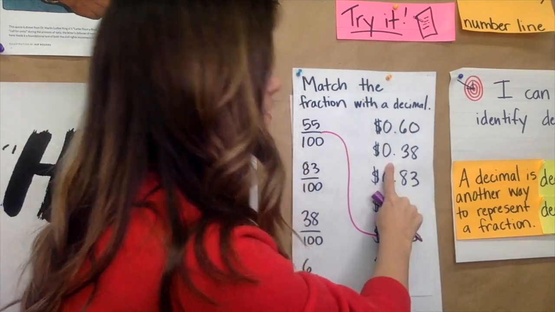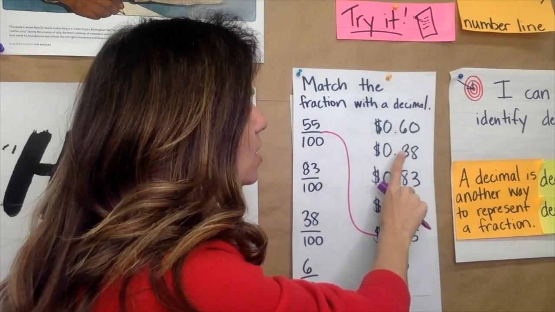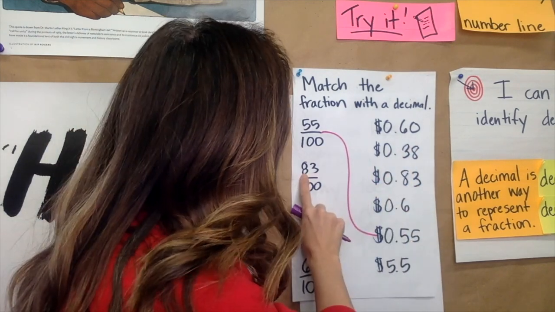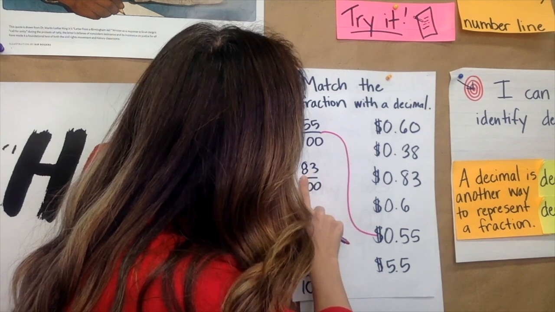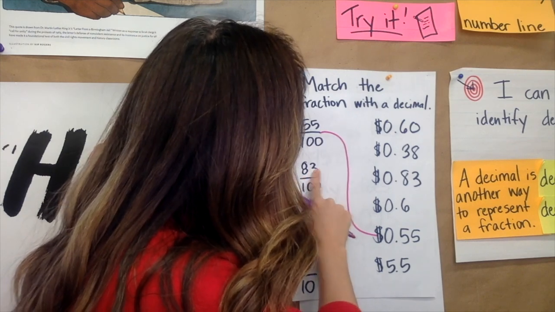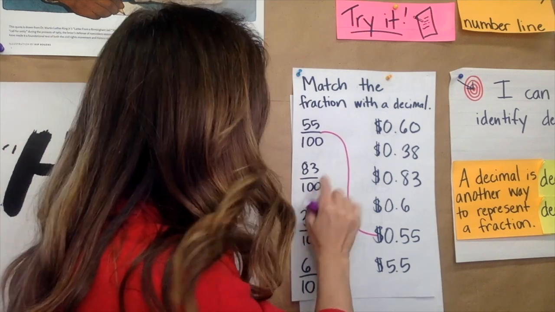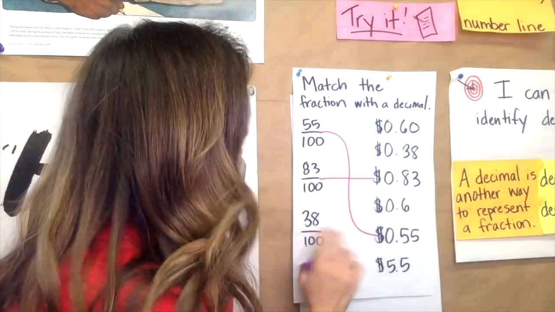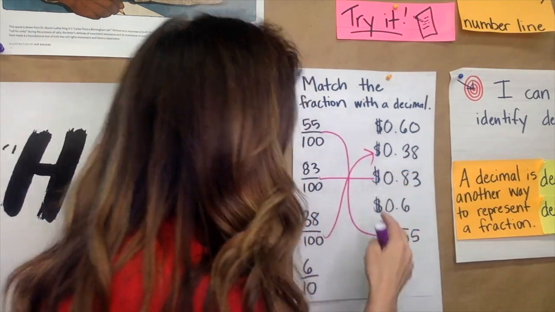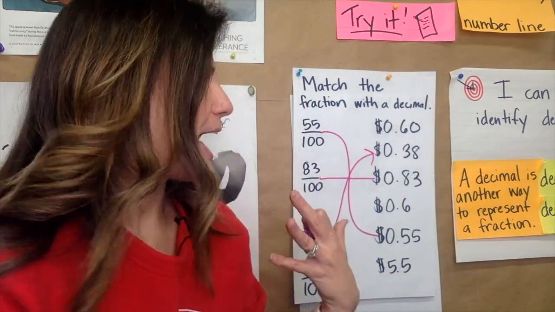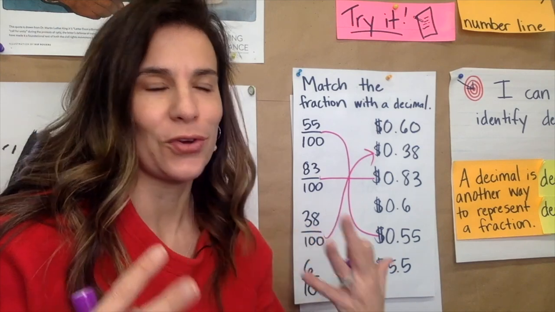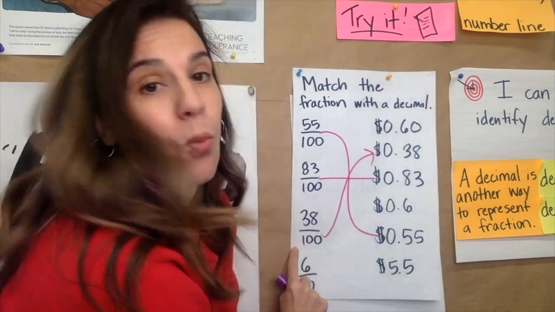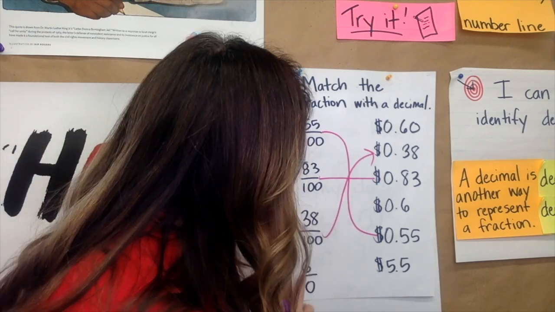83 out of 100. We're looking. Okay, this is 0.38, so that's 3 tenths and 8 hundredths, but this is 83, so 8 tenths and 3 hundredths. So here we go, right across the way. 38 one hundredths, okay, right up here. So that's like saying 38 pennies or 38 cents out of a whole dollar. 38 cents out of 100 cents in a dollar.